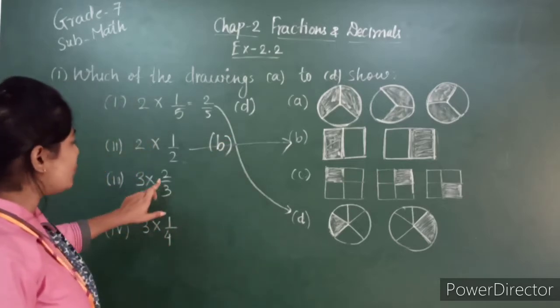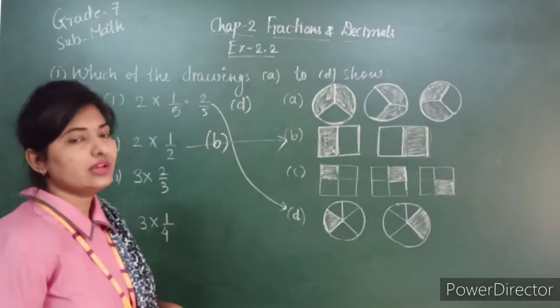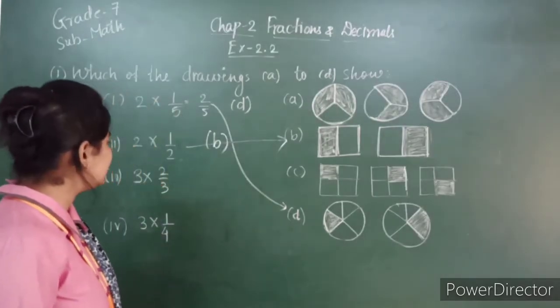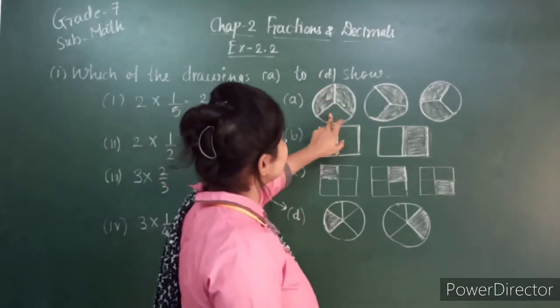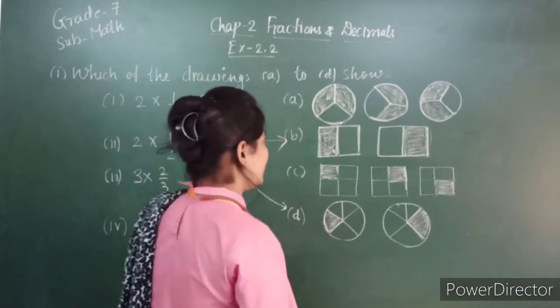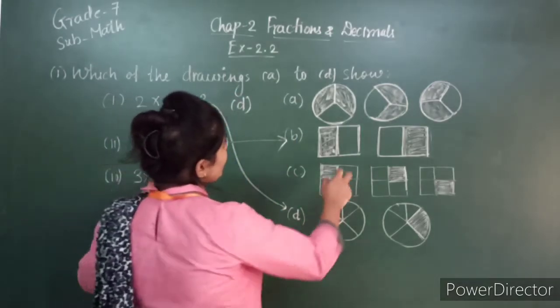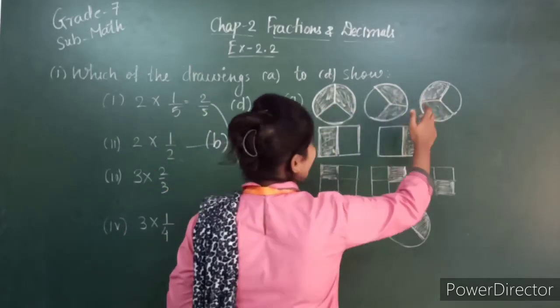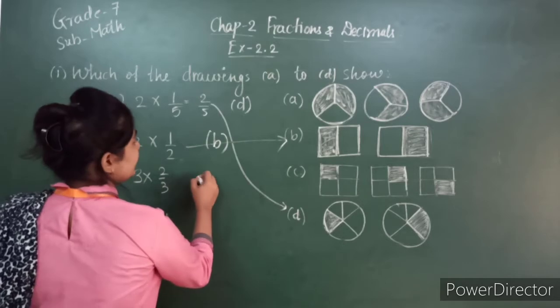Then 3 into 2 upon 3. Now we have to see the 3 pictures in which 3 parts are the total parts of that picture. So here this is 3 pictures are there in which 3 portions are there. In each picture 3 portions are there and two portions are shaded. So answer is A.